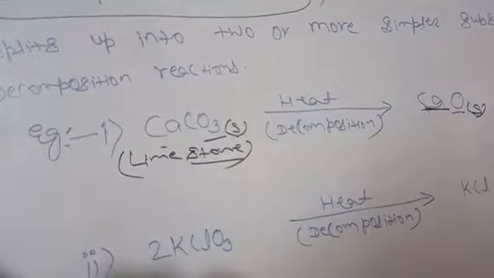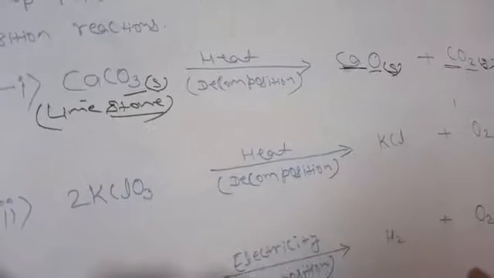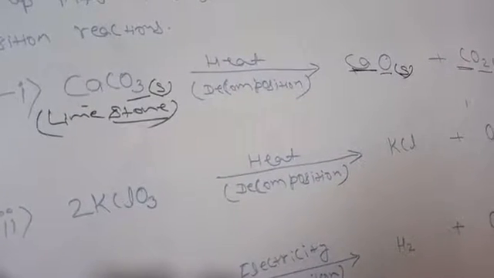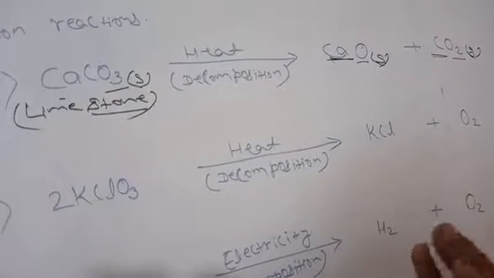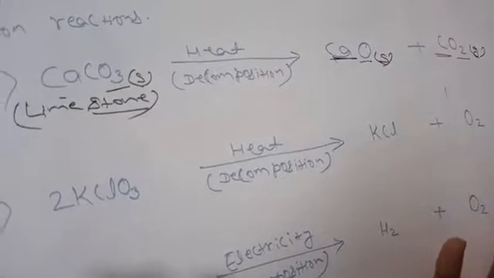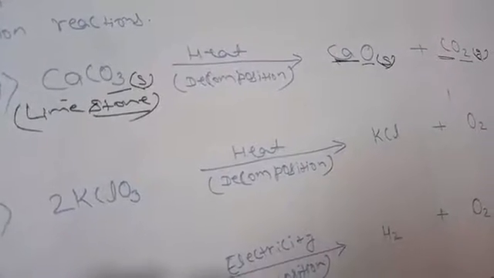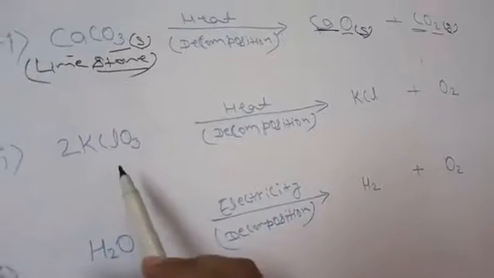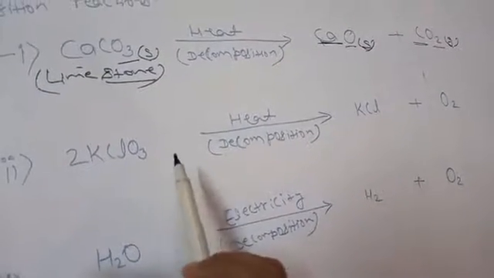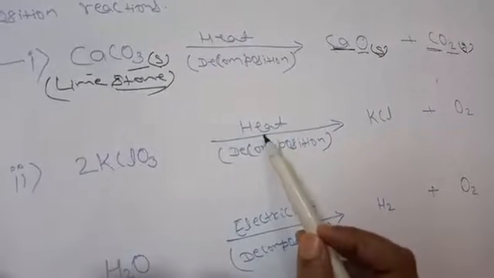Lime is used on a larger scale in the manufacture of cement and glass. These are the uses of calcium oxide. Why do this reaction? Because it is on a larger scale, we use it in manufacturing cement and glass, so we need this calcium oxide. Now if we take the second example, here also the decomposition is happening with heat.